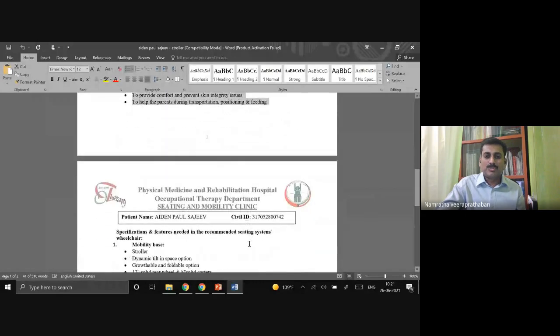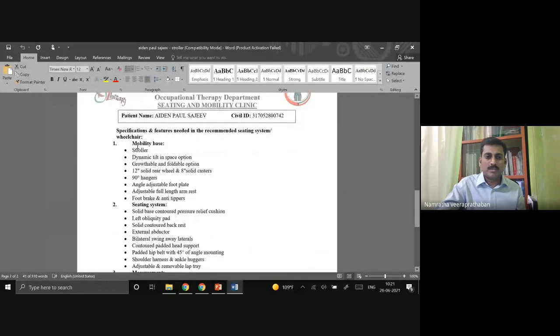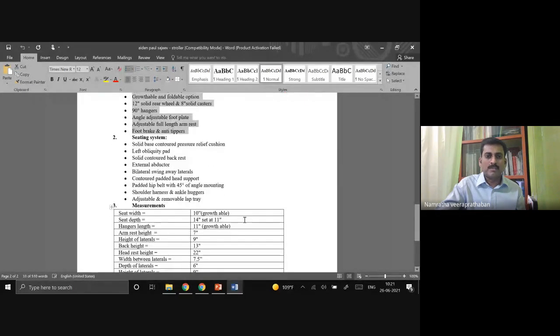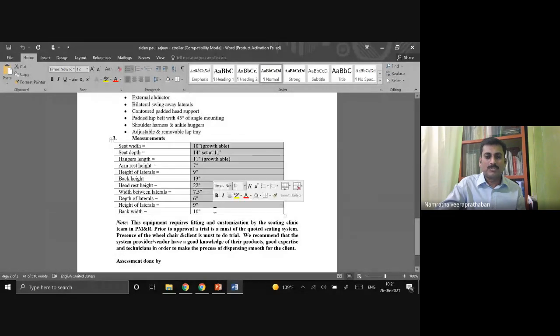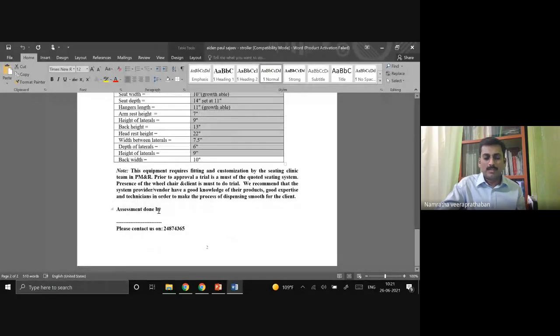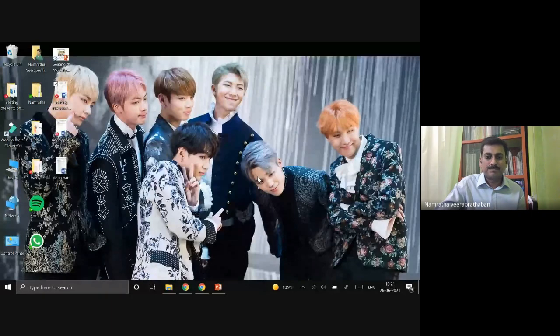And the second page is going to be the recommendations. I recommended a mobility-based stroller. So under stroller, what is my recommendation for the particular patient? Under the seating system, what is my recommendation? And finally, the measurements, and who did the assessment. We will sign here and we will send it to the companies.